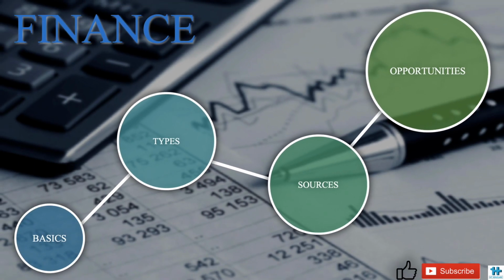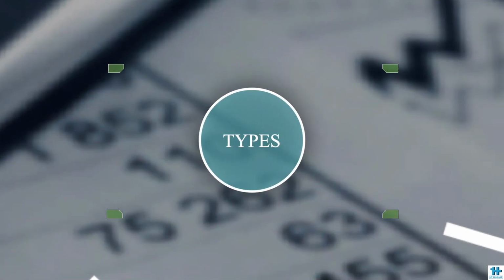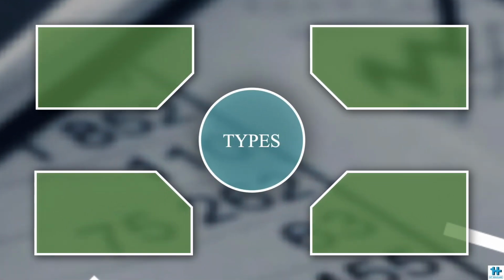So now let's go to the next section, that is types of finance. Finance can be broadly classified into four branches, which is first, personal finance. Personal finance means the daily utilization of finance by an individual and households.